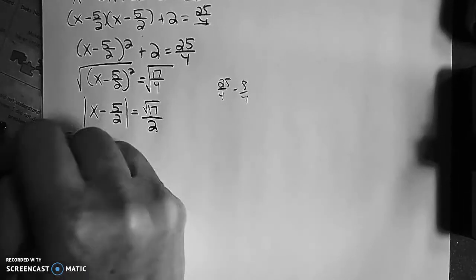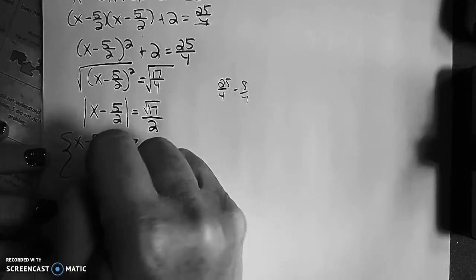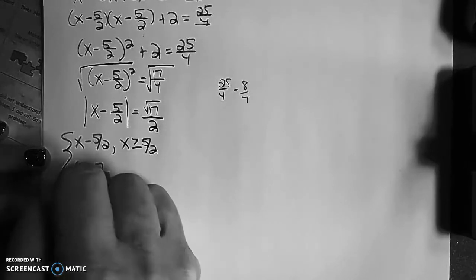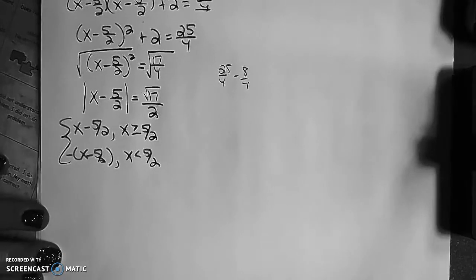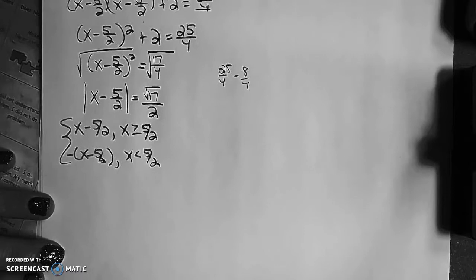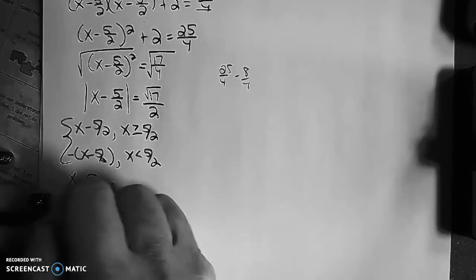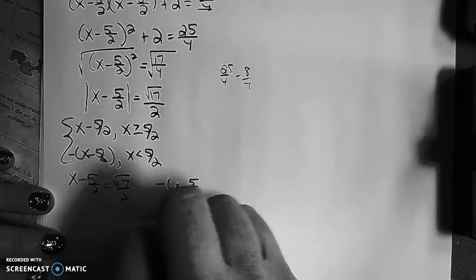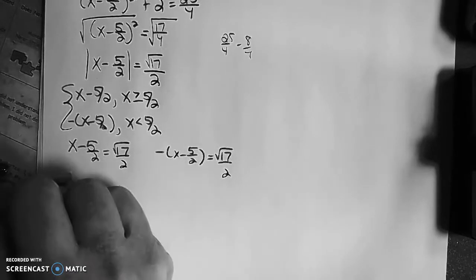So from here, I would make my piecewise. I know that an absolute value equation results in a piecewise function because absolute value has two sides to it. Also notice that this 5 over 2, that would be our axis of symmetry of our parabola. Now I write my two equations. X minus 5 halves equals root 17 over 2, and the opposite of x minus 5 halves equals root 17 over 2. I solve for x.